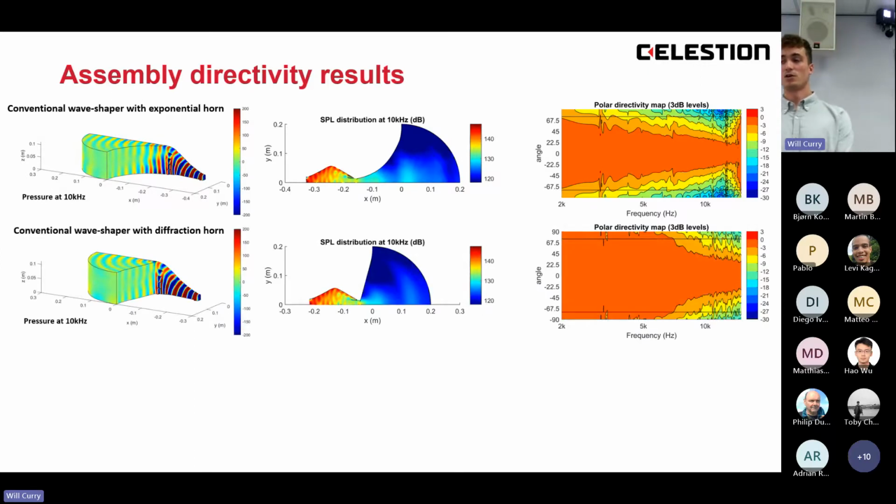Next is a conventional wave shaper with a diffraction horn. So now the directivity is wider up to a high frequency. And this sort of device is really similar to what you'd see in a lot of commercial line array boxes because of this wide directivity.